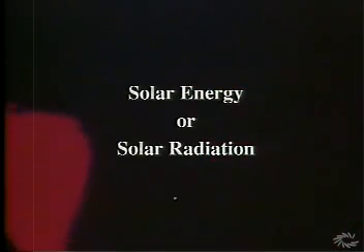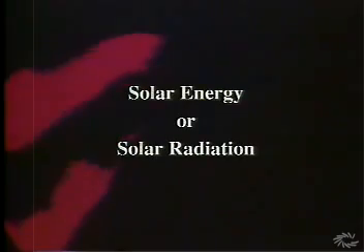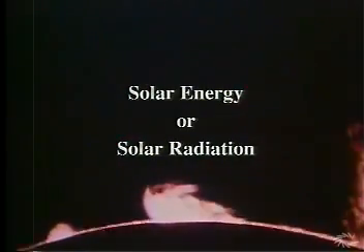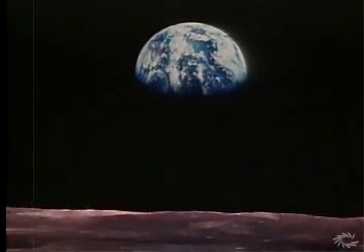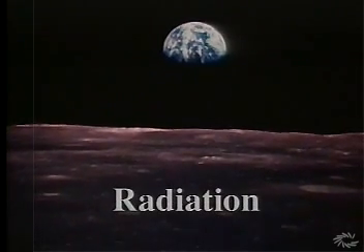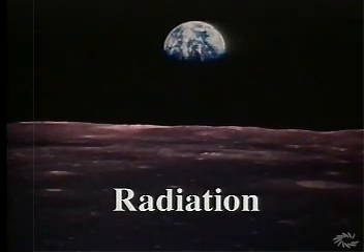The energy from the sun is called solar energy, or solar radiation. Heat and light may be the most obvious forms of radiant energy, but there are others present, which are invisible to our senses. The energy from the sun comes to Earth in the form of electromagnetic waves called radiation.